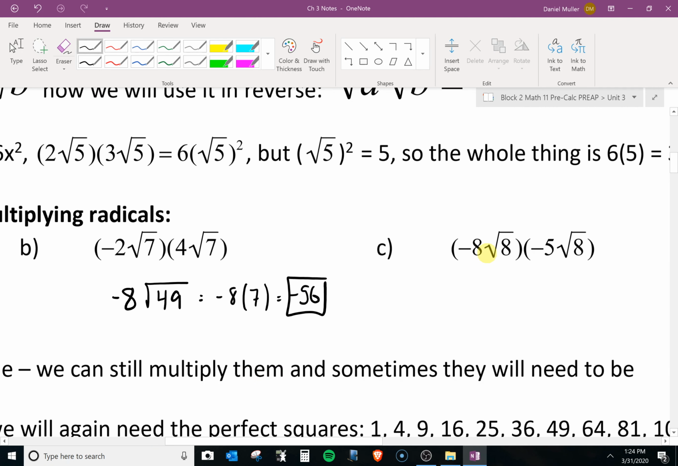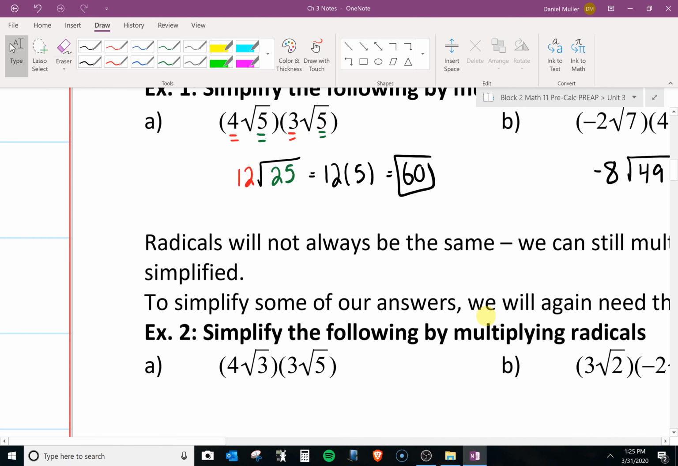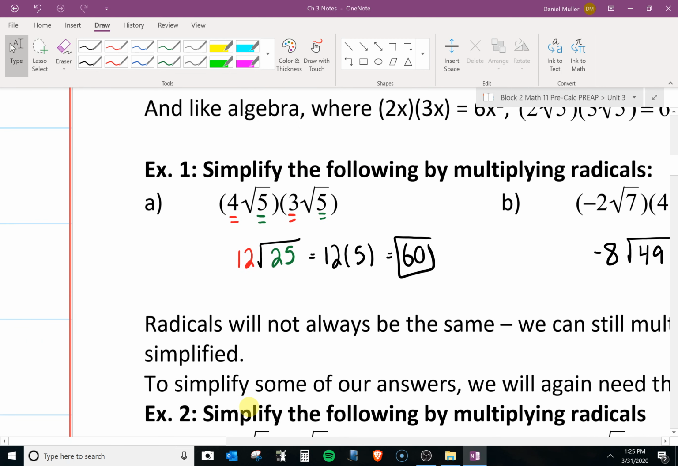Here we have -8 and -5. These are our outsides. Those can multiply to be a positive 40. And the inside, 8 times 8 is 64. However, the square root of 64 is just a number. It's 8. So 40 times 8, well, 4 times 8 is 32, and then we have the 0 at the end, so 320.